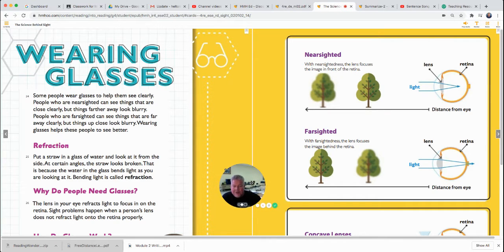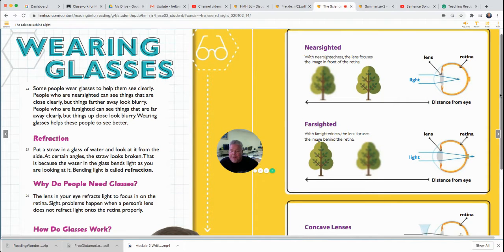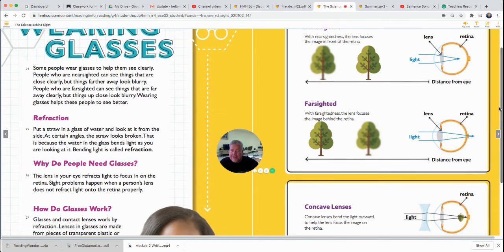Wearing glasses. Do any of you wear glasses? I have to when I'm driving. Some people wear glasses to help them see clearly. People who are nearsighted can see things that are close clearly, but things farther away look blurry. That's me. I'm nearsighted. I can see up close really well, but when I try to look at things far away, they look blurry. People who are farsighted can see things that are far away clearly, but things up close look blurry. Wearing glasses helps these people to see better.